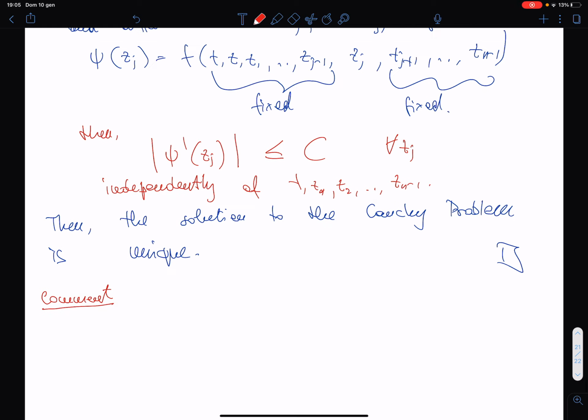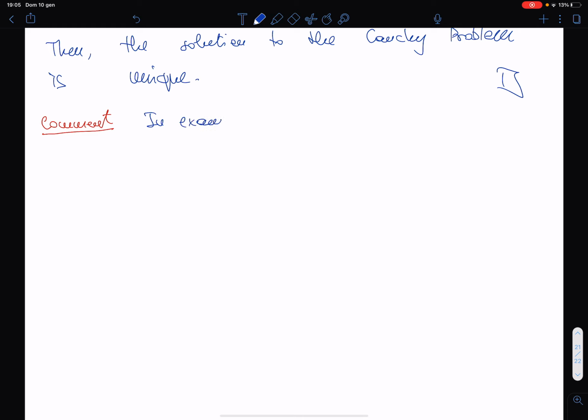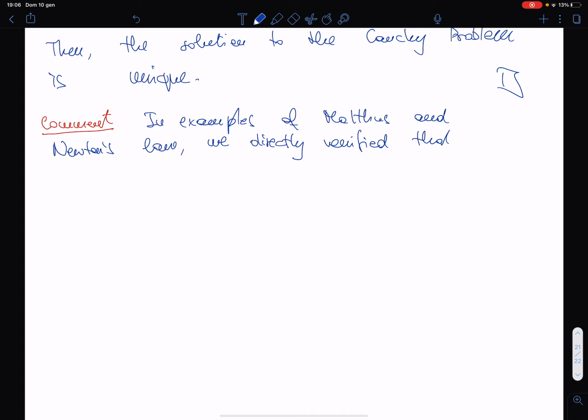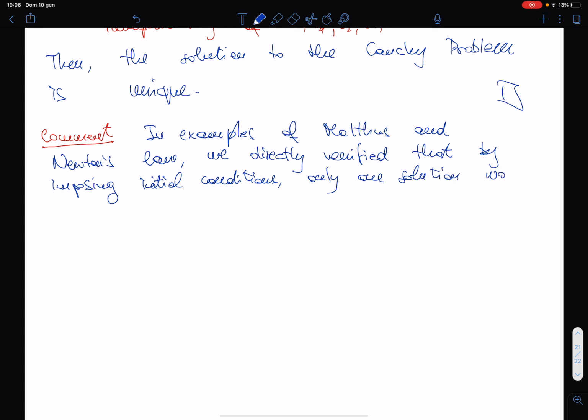The first comment is the following. In the examples on Malthus and Newton's law, we directly verified that by imposing initial conditions, only one solution was selected.